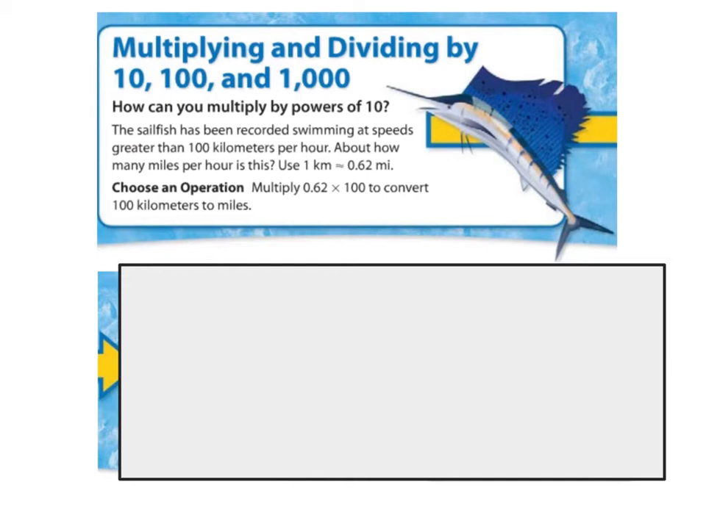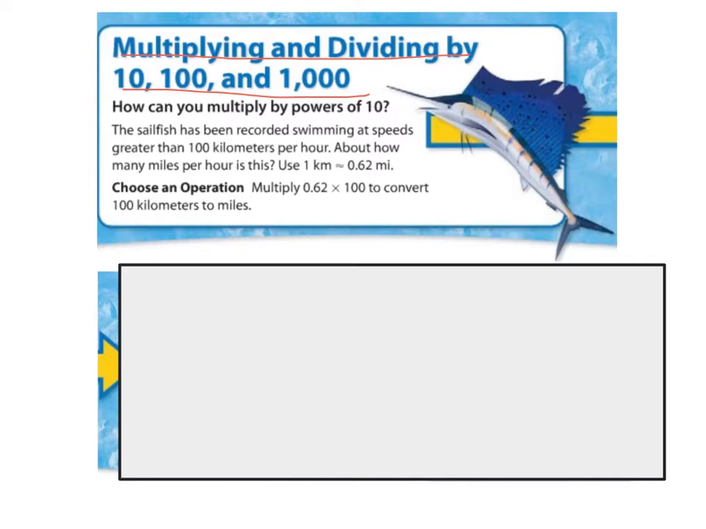Alright, so again we are working on multiplying and dividing by 100, 10, and 1,000. And specifically, what do we do with the decimal point of a number when we do these things? And by the end of this lesson, you will know what to do with the decimal point. So let's read this question of this beautiful sailfish with a very large nose. How can you multiply by powers of 10? Well, the sailfish has been recorded swimming at speeds greater than 100 kilometers per hour. About how many miles per hour is this?